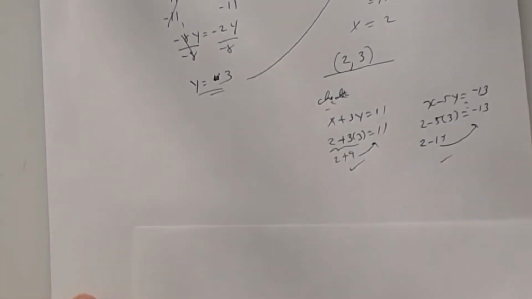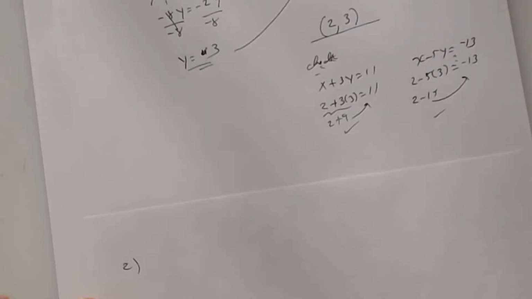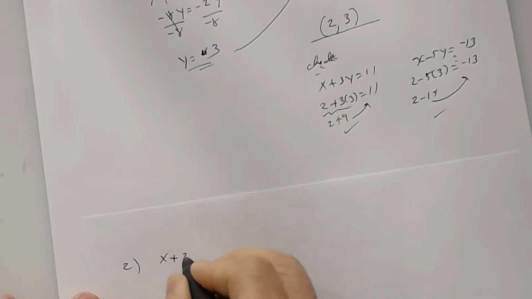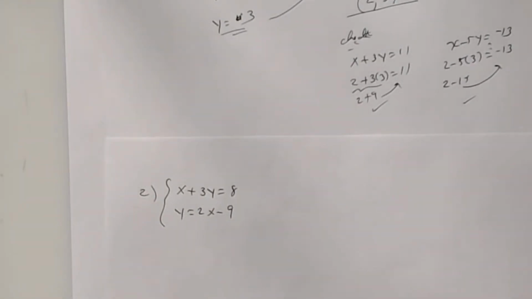Okay, number 2. All right, number 2, let's suppose you had x plus 3y equal 8, and y equals 2x minus 9. All right, so I want to solve this system by substitution. So if I'm doing this by substitution, what should I do first?